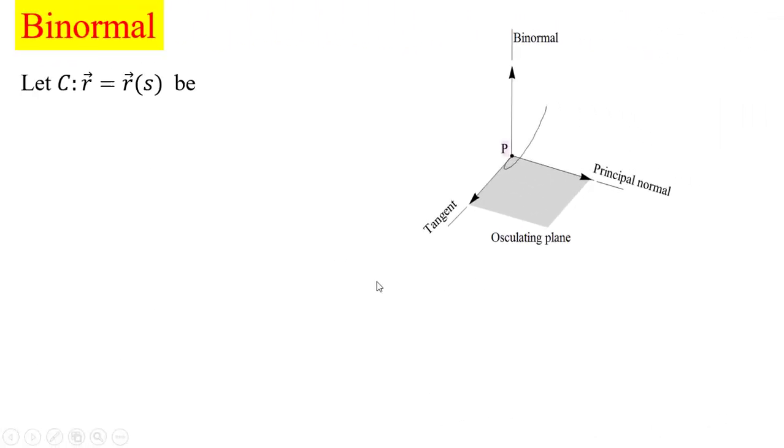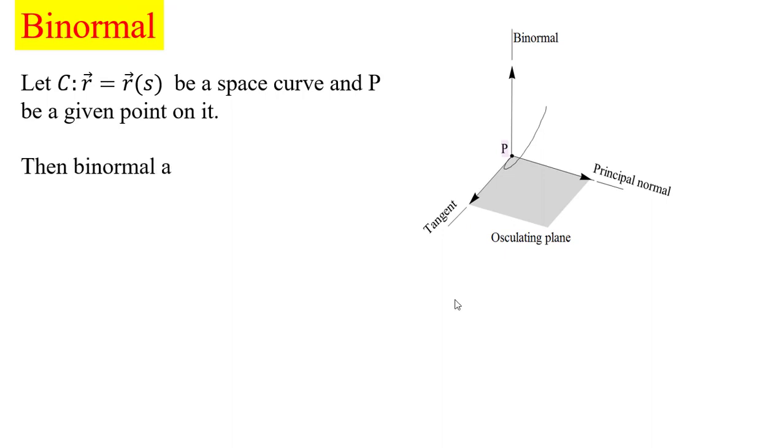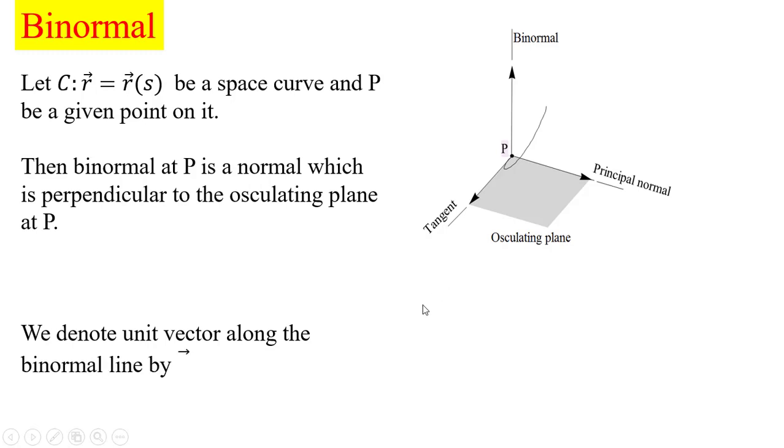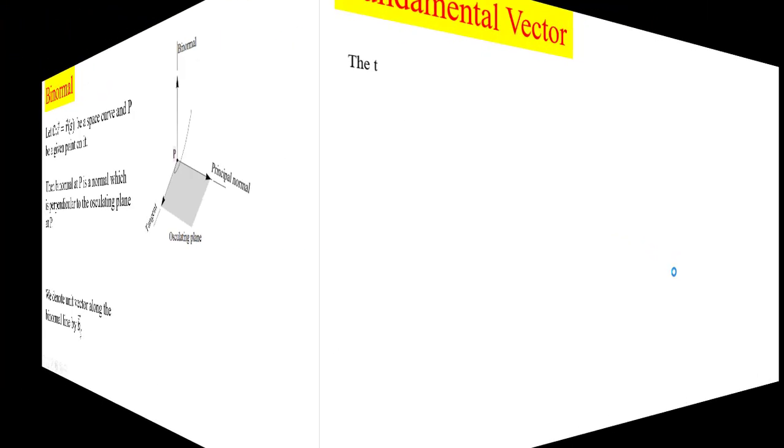Let C be a space curve and P be a point on it. Then the binormal at P is a normal which is perpendicular to the osculating plane at P. In the figure alongside, the shaded portion is the osculating plane and the binormal is perpendicular to this osculating plane. We denote the unit vector along the binormal by vector B.